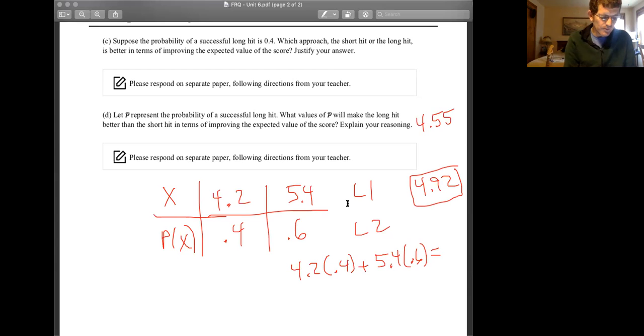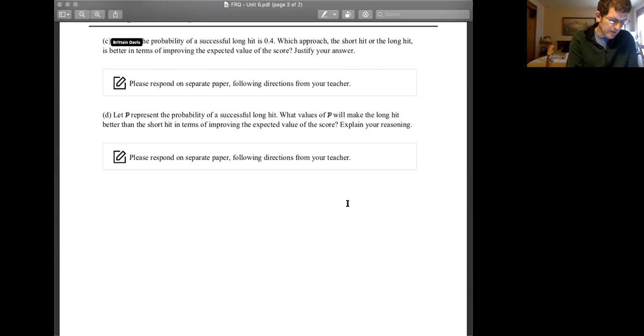Okay, so if you're with me on that, I'm going to clear everything. And we just answered part C. And now we get to the last one. 4.55 is the original expected value. 4.92 is what we came up with. Actually, we don't need the 4.92 for this last problem, but we want to figure out, okay, at a 40% chance, it's no good. So what probability would be required for the long hit to be the better choice?